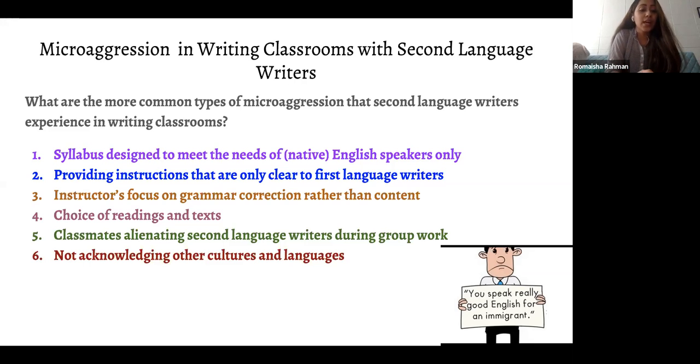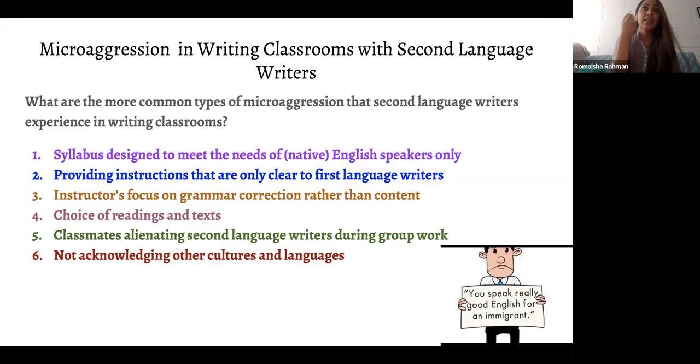Now, the fifth one, classmates alienating second language writers during group work. I have faced this myself. Just because I come from a different culture, somehow that just means I know less, or I don't speak English as my first language. That makes me dumb for some reason. For some of the students, I'm not saying a lot, most of them, but that has been the case.